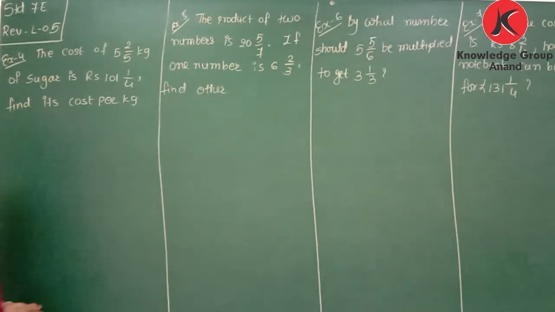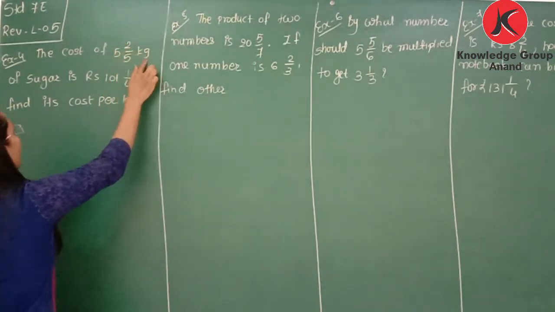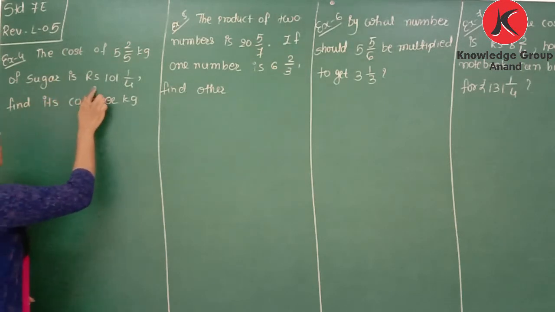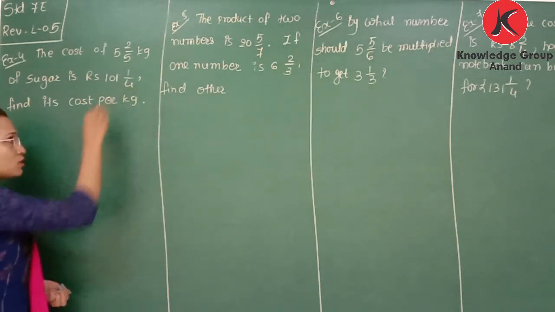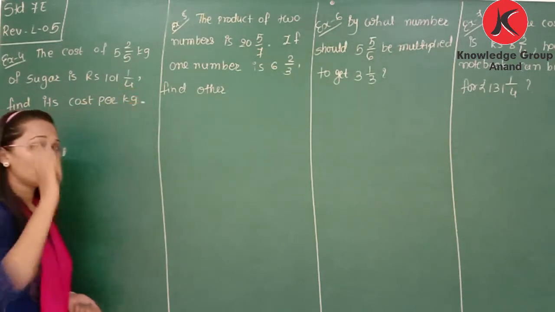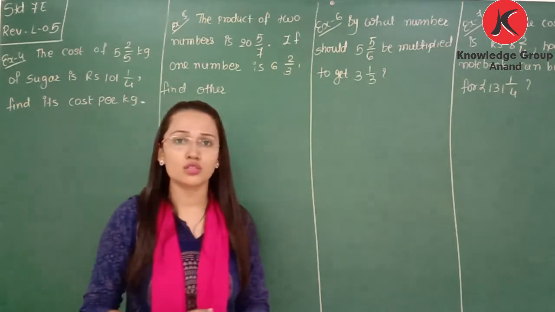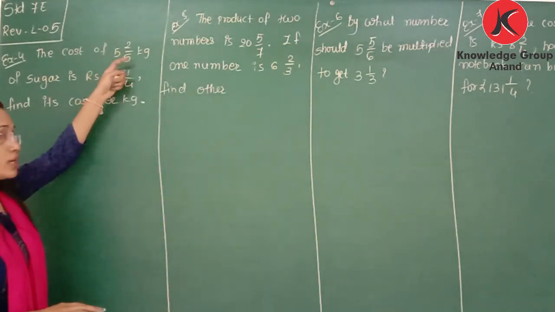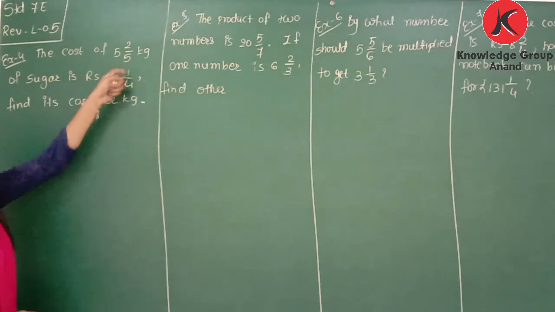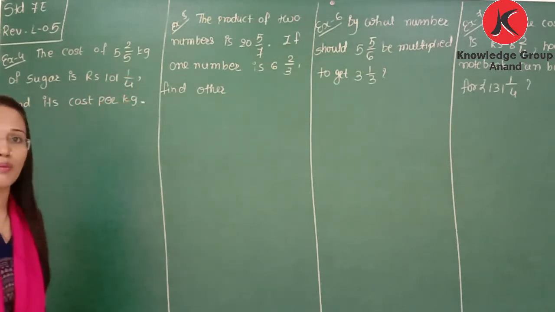The cost of 5 2 by 5 kg of sugar is rupees 101 1 by 4. Find its cost per kg. So here, what is the question? The question is given that the cost of some kg, that is 5 2 by 5 kg of sugar, is 101 1 by 4. Let's take it simpler.